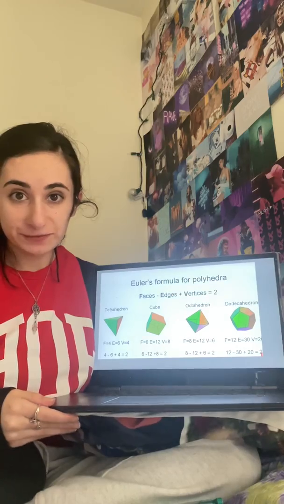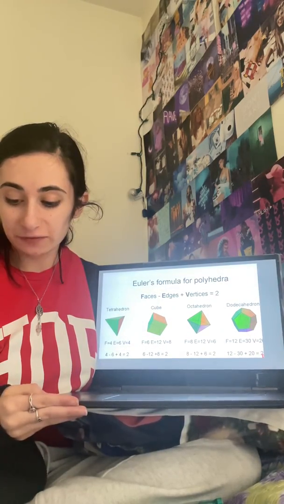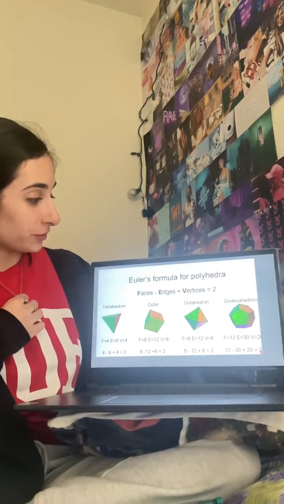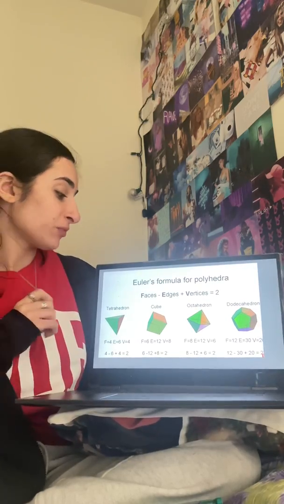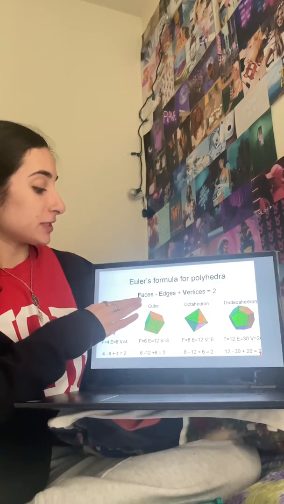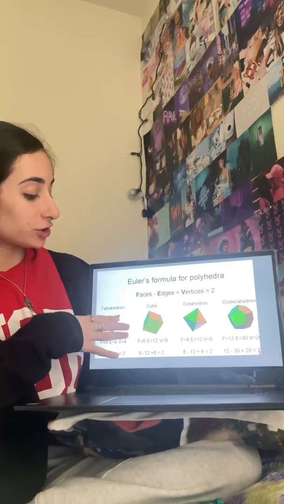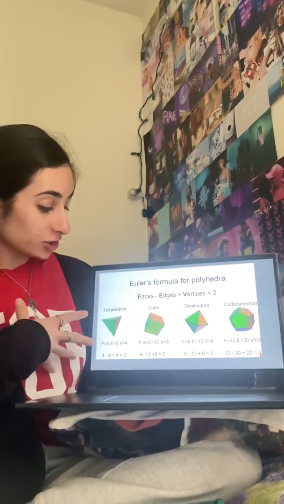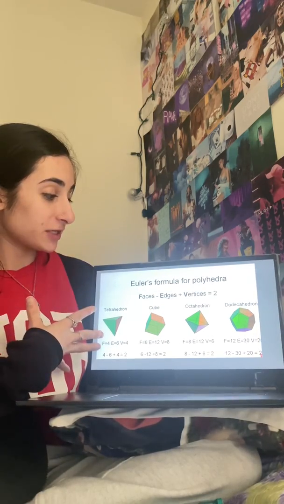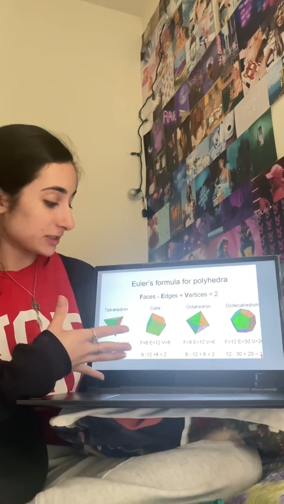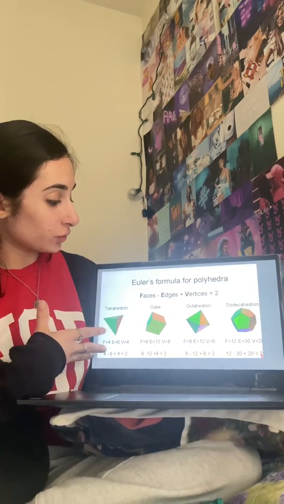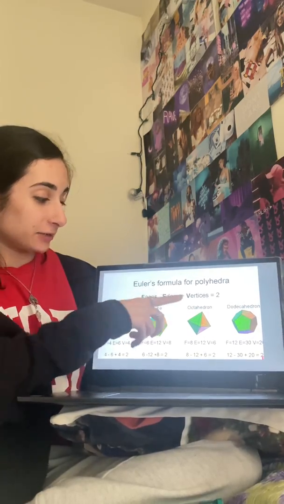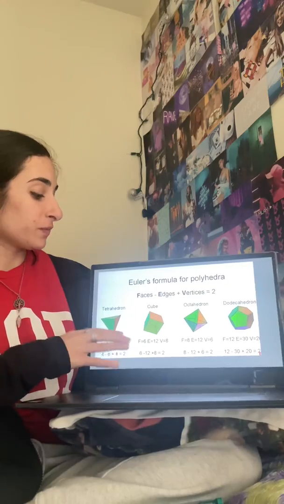In 1758, Euler stated Euler's formula for polyhedra, where F is equal to the amount of faces the shape has, the E stands for the amount of edges the shape has, and then the V is equal to the amount of vertices. And this equation would be noted as F minus E plus V equals 2.